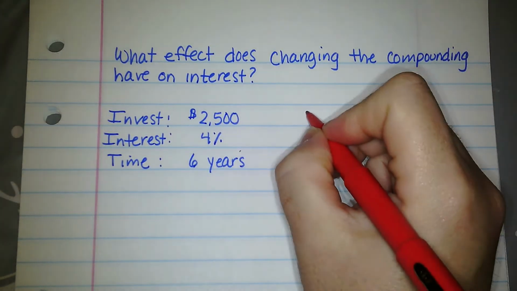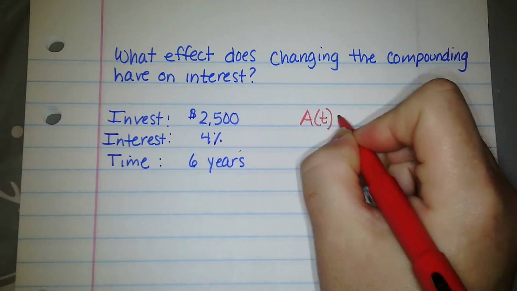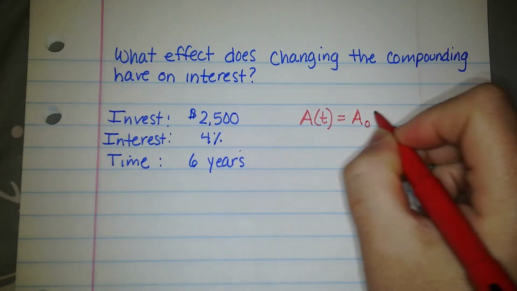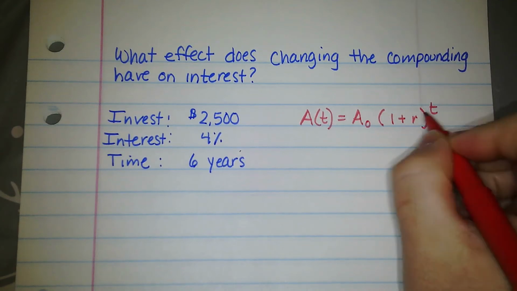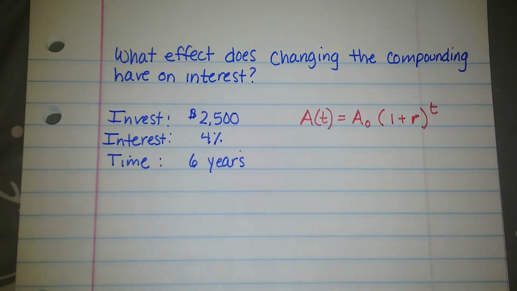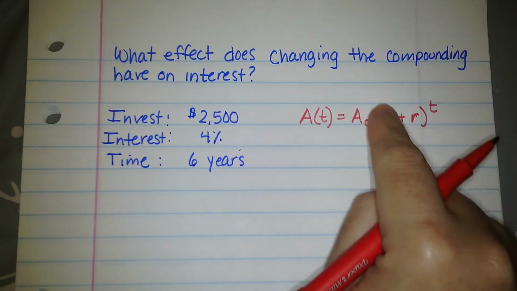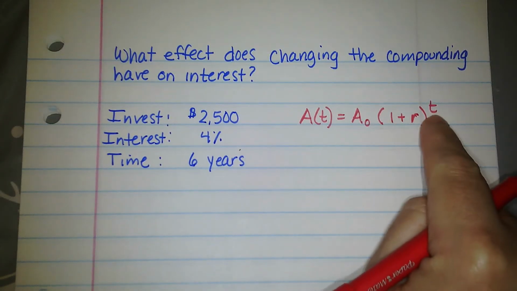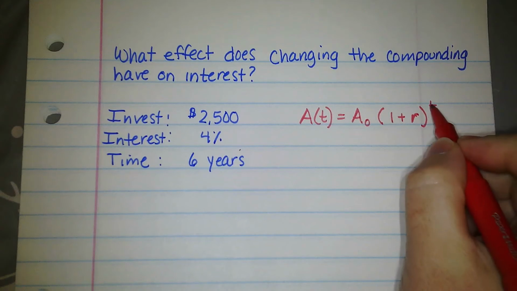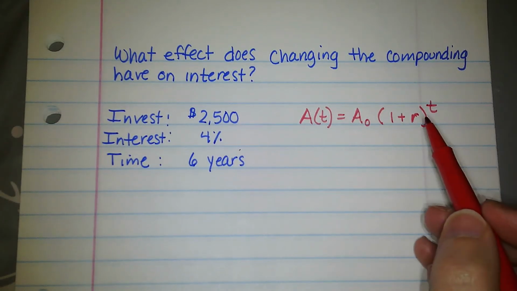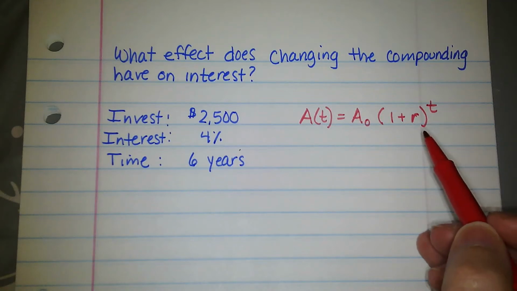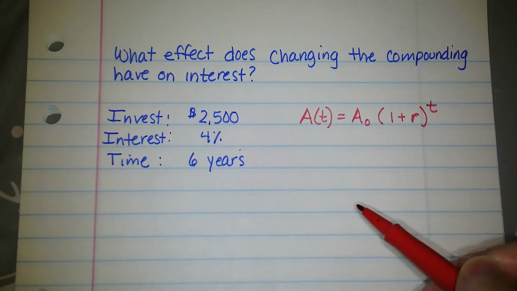So what we need to do first is step one says to write the original growth formula down. So I'm just going to put that over here. A of t equals A naught (1 plus r) raised to the t. That's our normal growth formula. But as we change the compounding, two things are going to be modified. We have to modify the rate and we have to modify the time, because compounding affects how many times you're going to get interest, and the rate is affected by that as well.